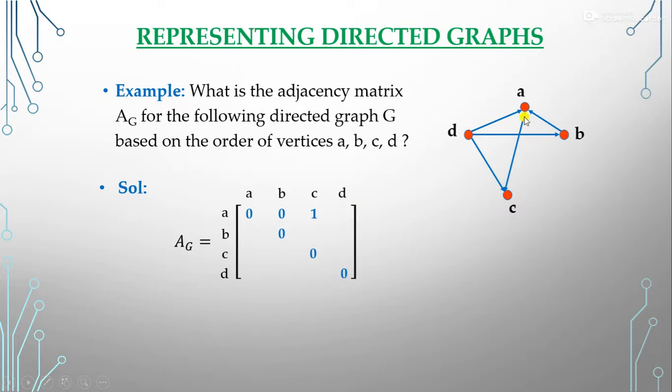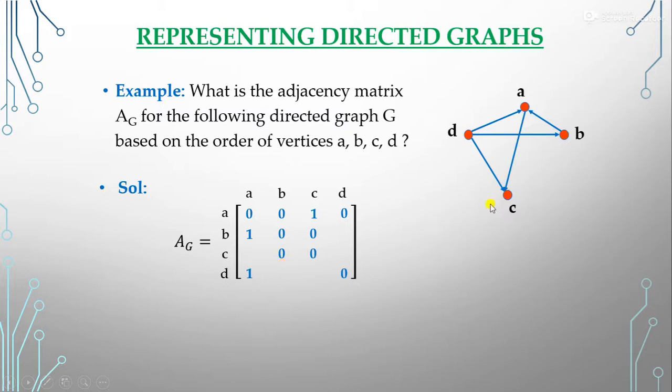A to D. We have no direction from A to D, but we have the direction D to A. So A to D is 0 and D to A becomes 1. Now B to A, yes, we have the direction B to A, so it becomes 1. B to C, no. B and C are not adjacent vertices and there is no edge between them, so we put 0. B to C and C to B are both 0.